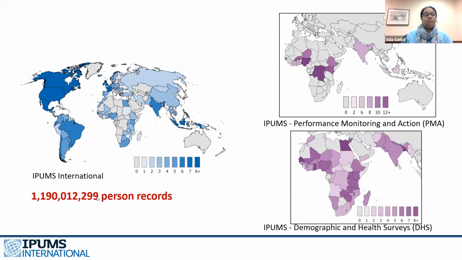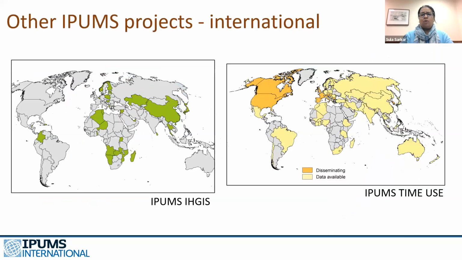And I wanted to bring up this 1 billion plus number again to show the number of cases that you can use to compare the different surveys in conjunction with the census. Before I go into that, there are 2 other projects that are distributed by IPUMS: IHGIS, that's an aggregate data project, and the time use survey. It does not have much health information, but these are international projects, and I just wanted to show it in a map.